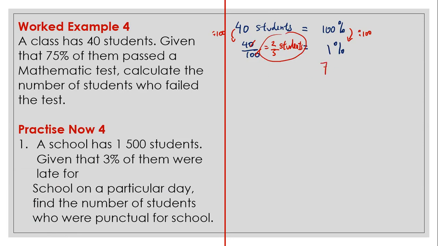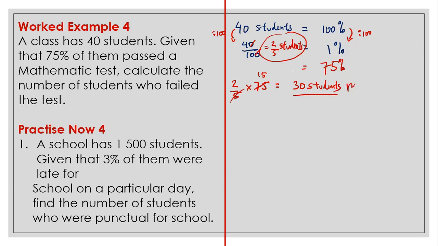Okay, so don't mind about that. So if 1% is representing 2 over 5 students, how about 75%? 2 over 5 times 75, as simple as that, right? See, it's not a decimal at all. So the question is still logical.